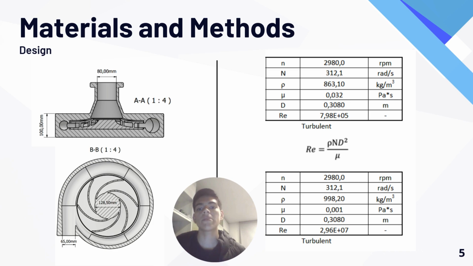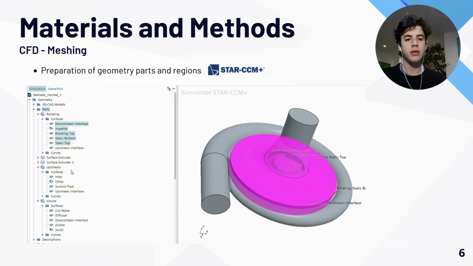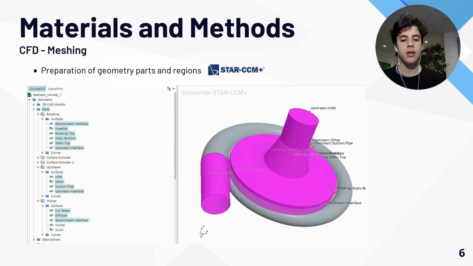Lastly, we determine the type of regime the fluid belongs to by calculating the Reynolds number for water and oil, concluding that in both cases the behavior of the fluids is turbulent. With the geometry, the pump was imported to a CFD software where each part, region, and interface were established.